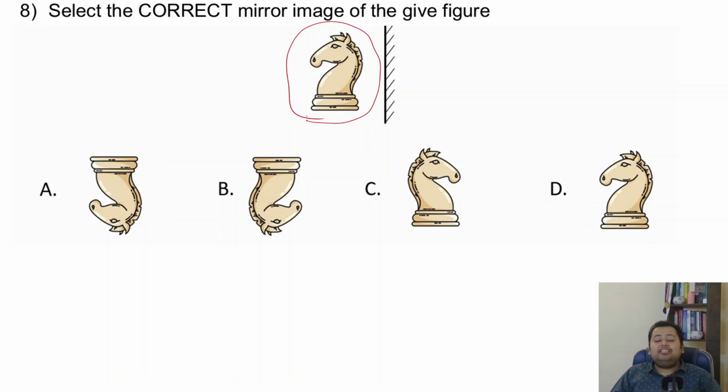So select the correct image of the given figure. This is a horse piece. It's placed in front of a mirror. Now, if you stand in front of a mirror, what do you see? Your left looks like right, and your right looks like left, right?